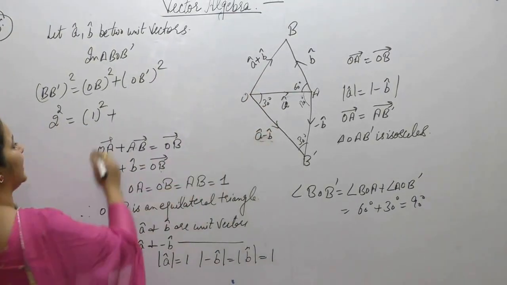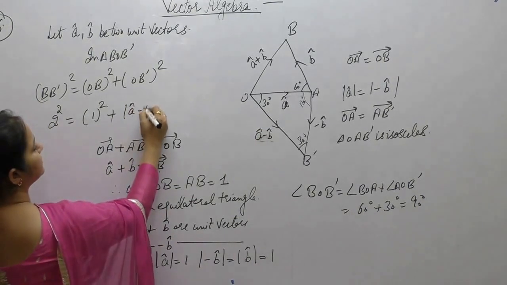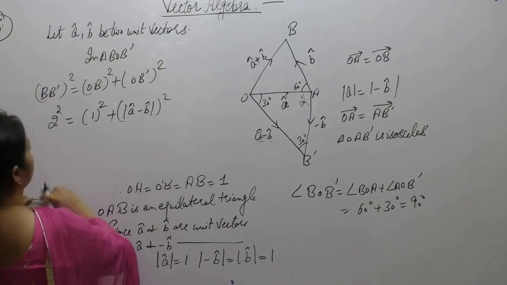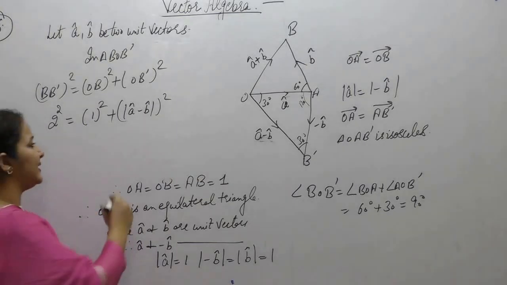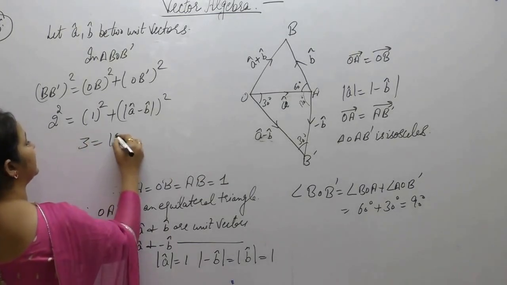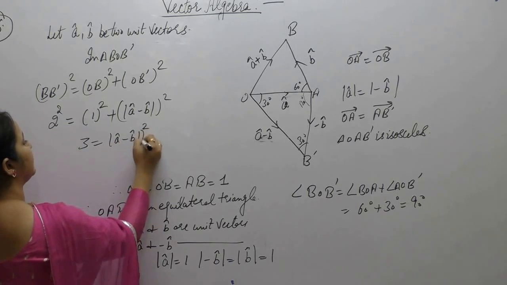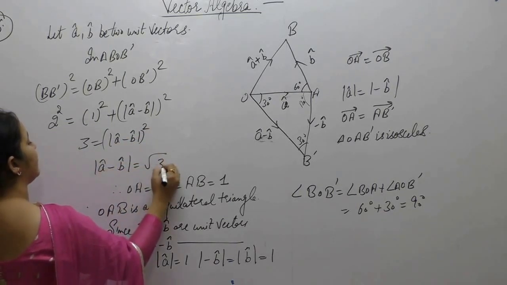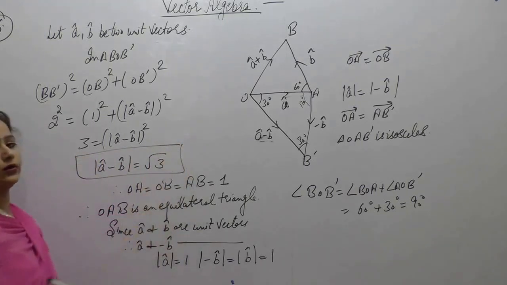Now we want to find the value of this. 2 square is 4, 4 minus 1 is 3. Therefore, the magnitude of A cap minus B cap is square root of 3.